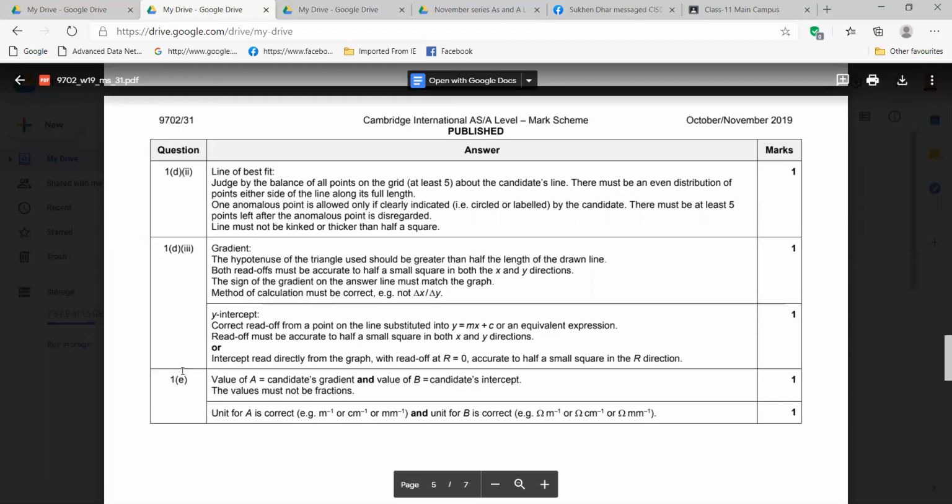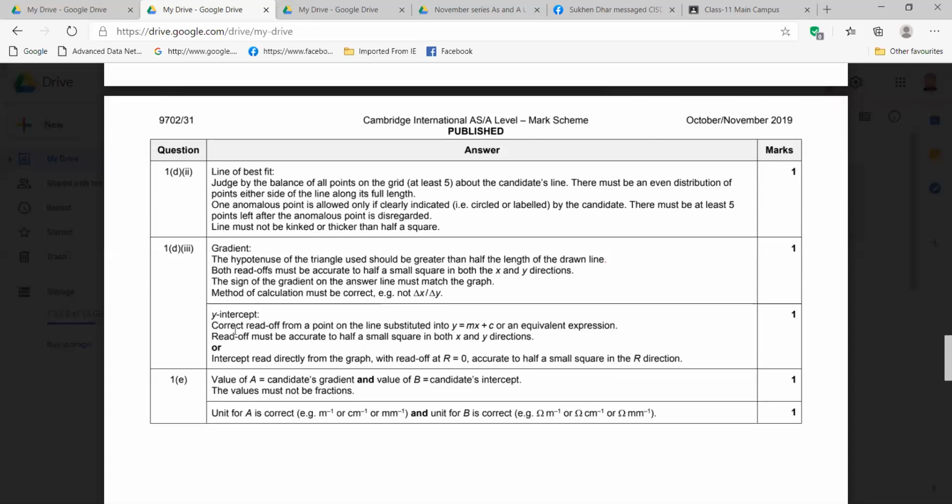Correct read-off from a point on a line substituted into y equals mx plus c, or an equivalent expression. Read-off must be accurate to half a small square in both x and y directions. Or intercept read directly from the graph with read-off at r equals 0, accurate to half a small square in the r direction. So I told you it before. Again, they are saying it.